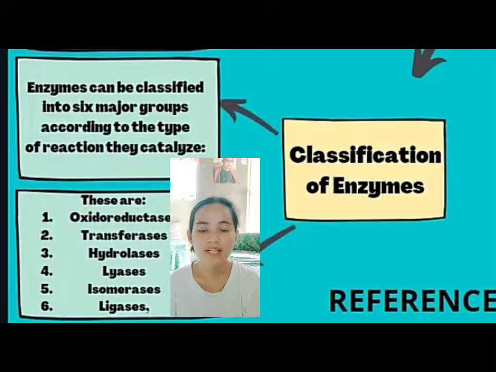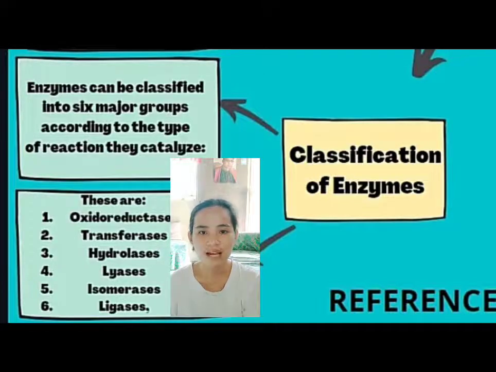Enzymes can be classified into 6 major groups according to the type of reaction they catalyze. We have number 1, oxidoreductases, which catalyze oxidations and reductions. Number 2 is the transferases that catalyze the transfer of a group of atoms, such as from one molecule to another. Number 3, we have the hydrolases that catalyze hydrolysis reactions.